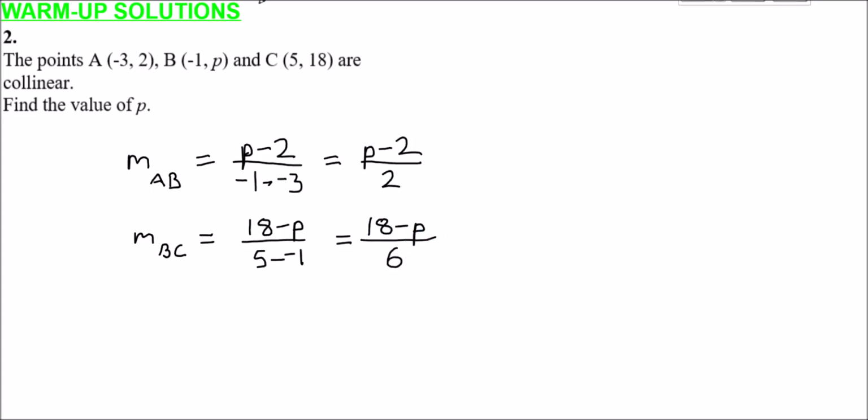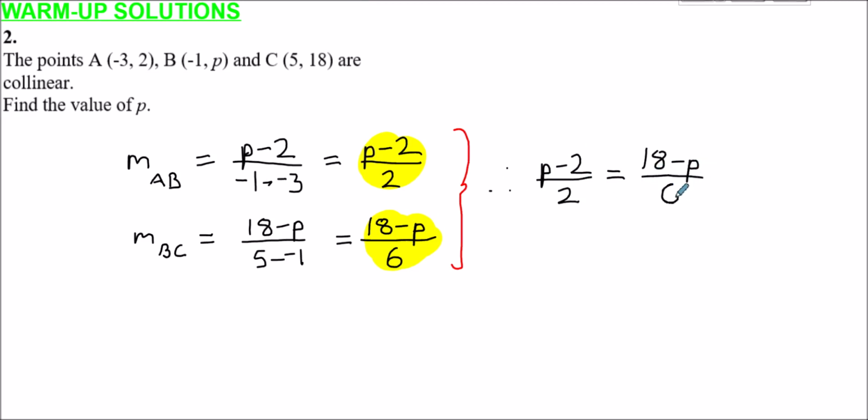all over 6. And so because these points are collinear, the gradient from A to B has to be the same as the gradient from B to C. And so we can summarise this by saying that therefore P minus 2 over 2 must have the same value as 18 minus P over 6. This is an equation we can solve. So what I'm going to suggest we do is multiply both sides by 6 just to get rid of any denominators.